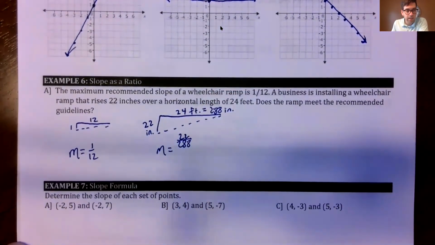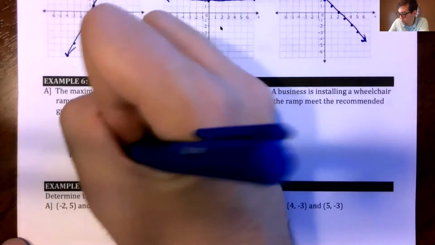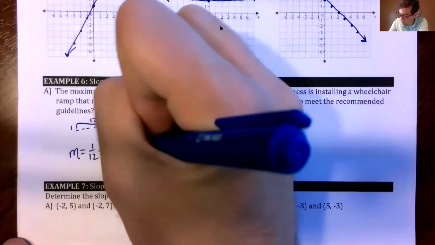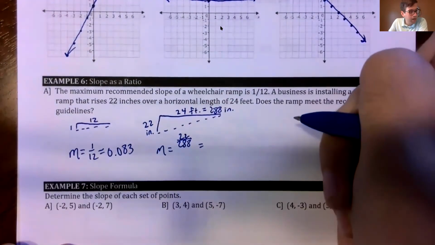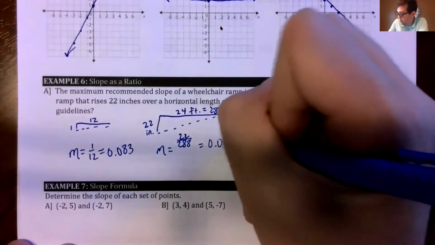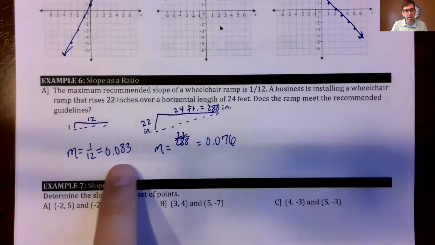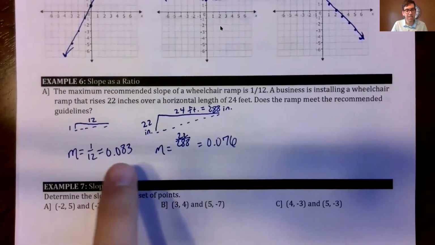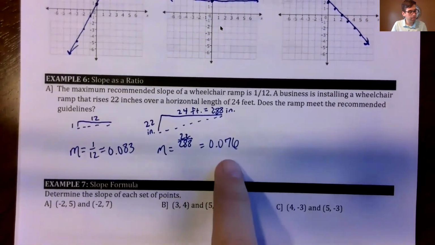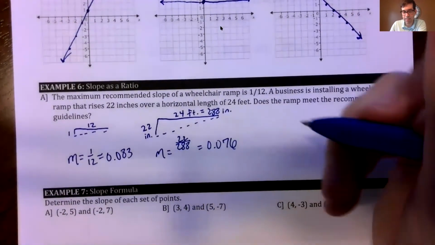And I can't tell by looking at those fractions which one's bigger. So I'm actually going to use my calculator and divide these to get the decimals. 1 over 12 is 0.083, and 22 over 288 is 0.076. Whichever number is larger has a steeper slope. So since the given maximum steepness is larger than our ramp, that means that the ramp meets the guidelines.